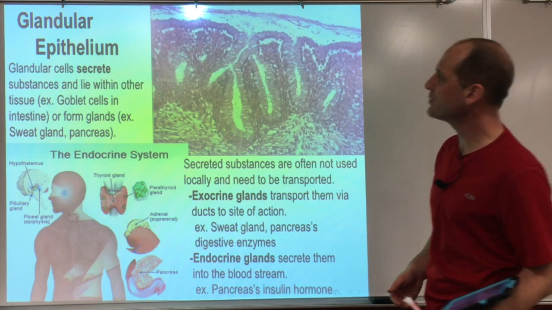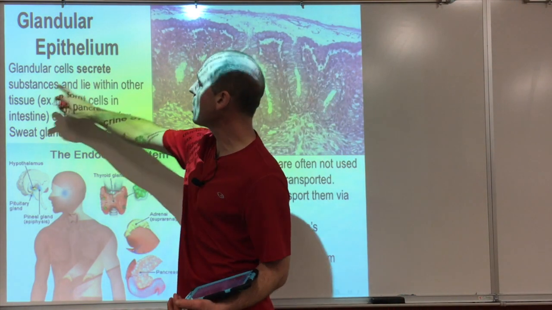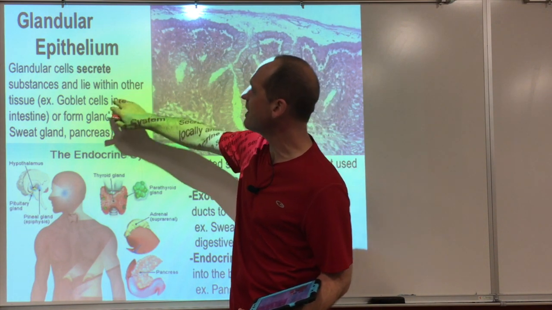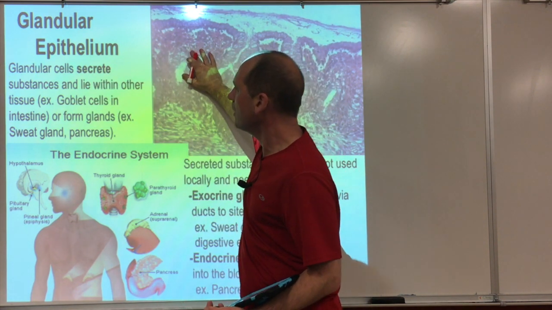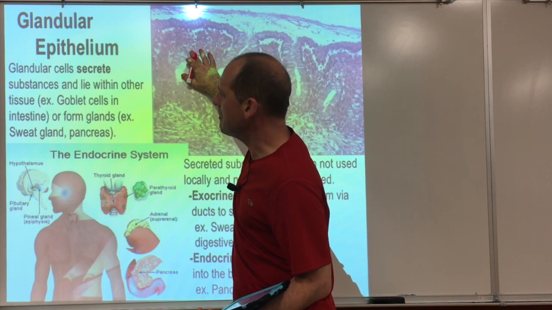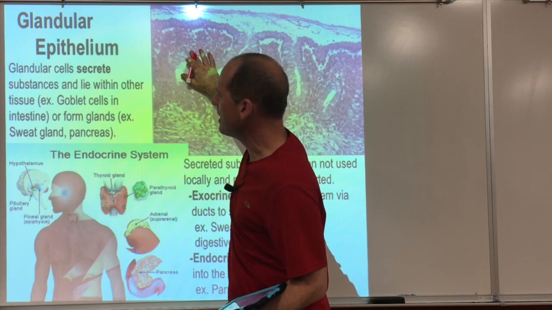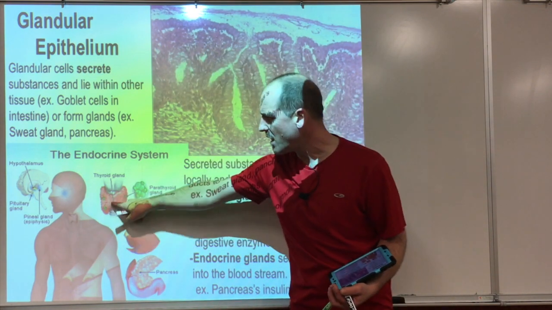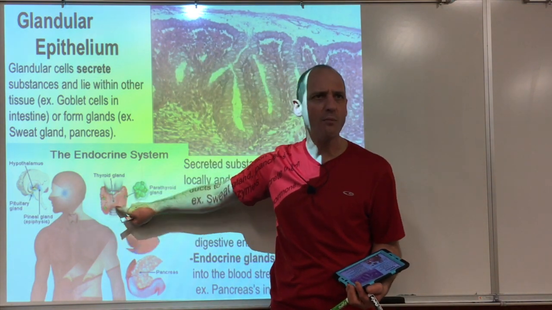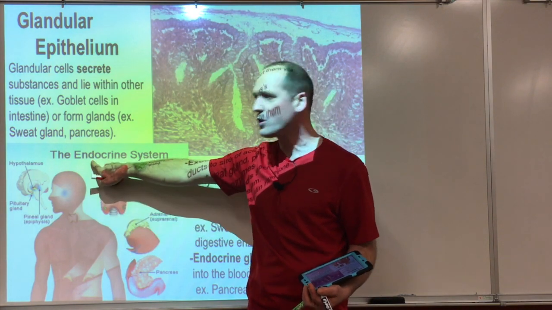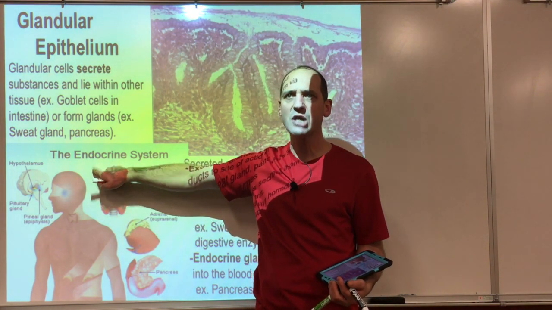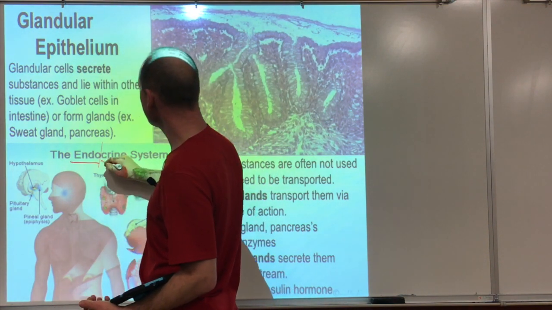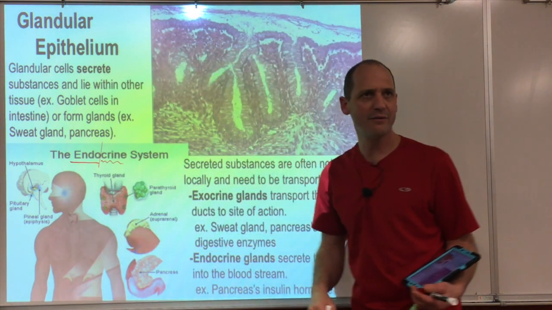Glandular epithelium secrete substances that lie within other tissues. So when we secrete things, we want to understand that we have glands that only secrete hormone things into the bloodstream. We call them endocrine glands. Endo means inside, and crine means gland.